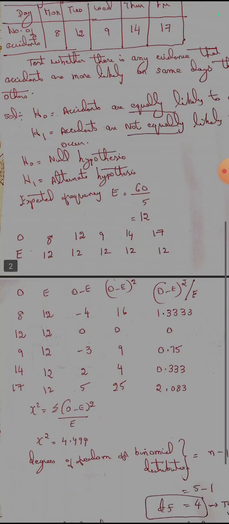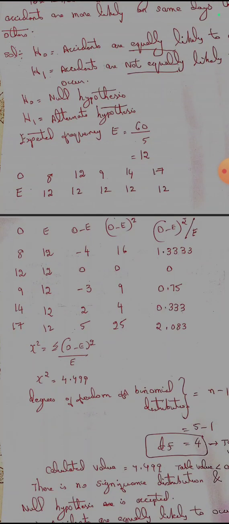Now chi-square equals summation (O minus E) the whole square by E. I have to add all the (O minus E) the whole square divided by E values. The E value remains the same, that is 12. So the answer is 4.499. Next I have to calculate degrees of freedom.